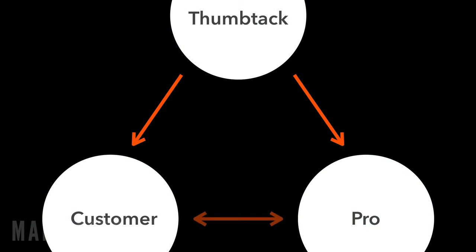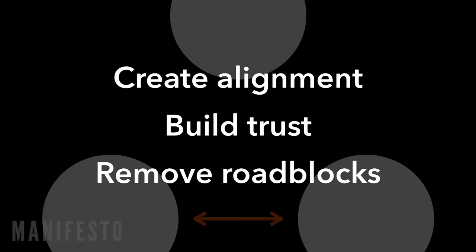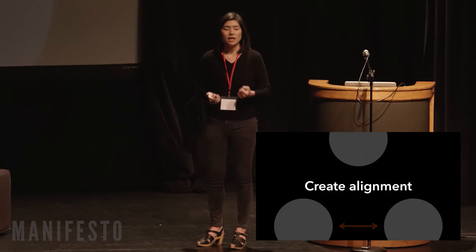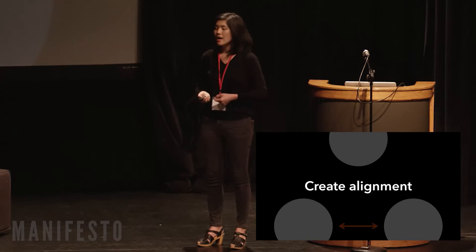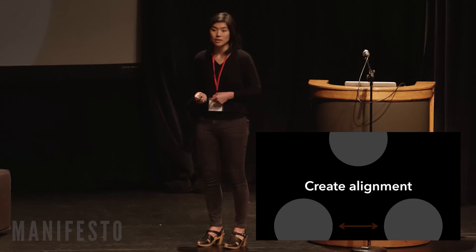And with that knowledge, we can use that understanding to bring the customer and the pro closer together. And at Thumbtack, closing the empathy gap between our customer and our pro is all about creating alignment, building trust, and removing roadblocks. Creating alignment for us means creating a shared sense of expectations. Our customer and our pro come into our product speaking completely different languages, and our job, first and foremost, is to get them to speak the same language as quickly as possible.